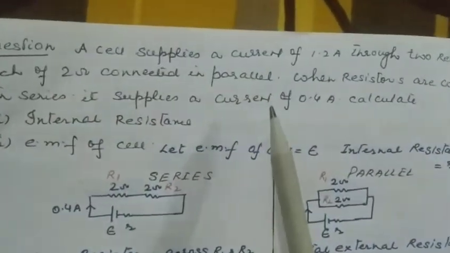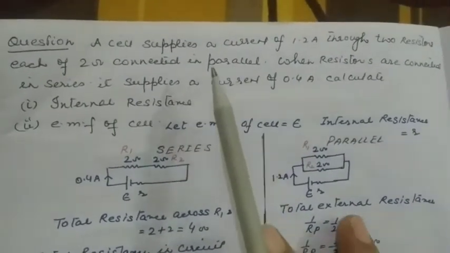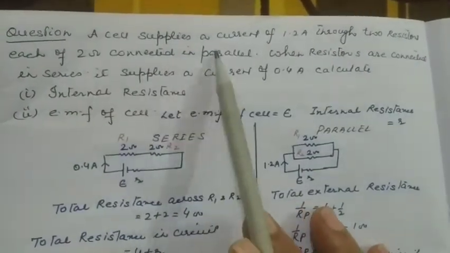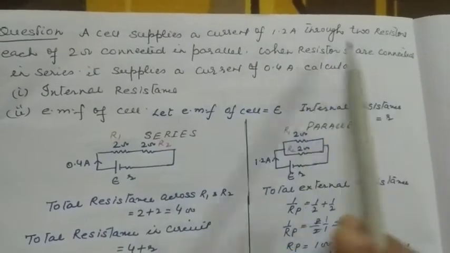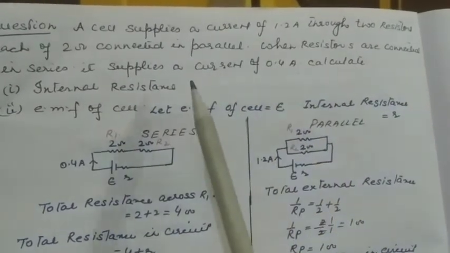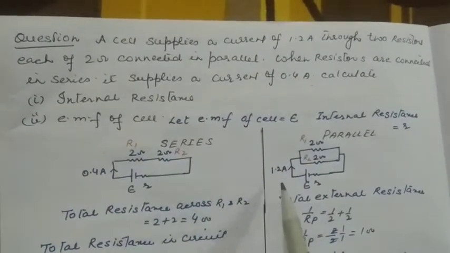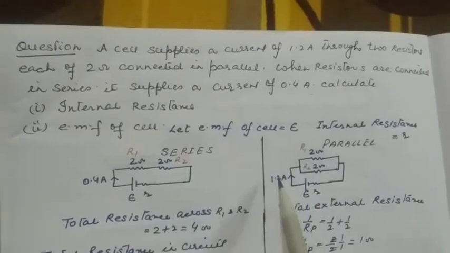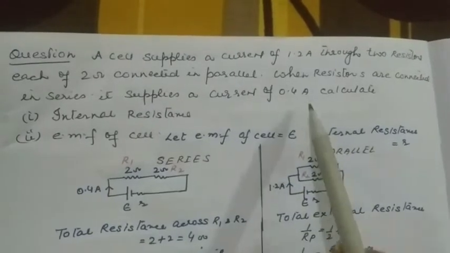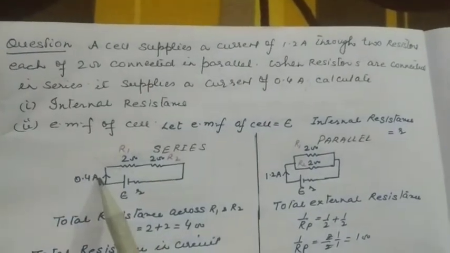Next question, a little bit difficult, but try to understand very carefully. A cell supplies a current of 1.2 ampere through two resistors, each of 2 ohm, connected in parallel. When the resistors are connected in series, it supplies a current of 0.4 ampere. So what is in the question? One cell, when connected in parallel to two resistors, gives a current of 1.2 ampere, whereas when both are connected in series, the current flowing in the circuit is 0.4 ampere.